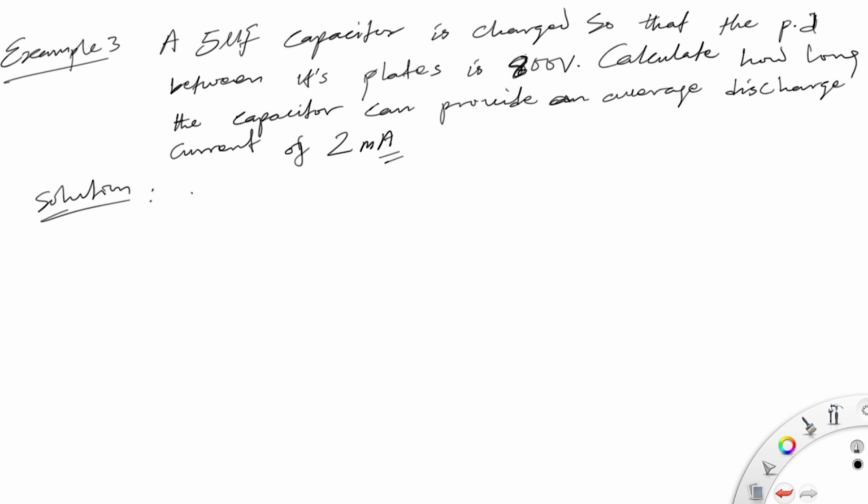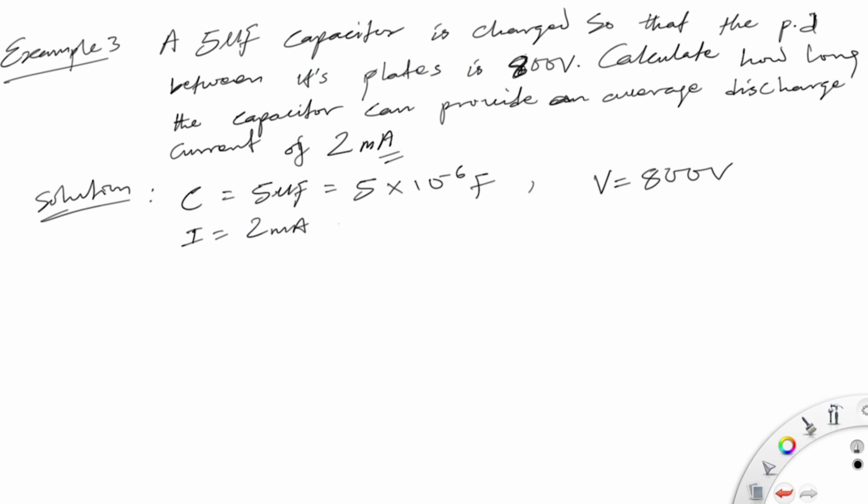As usual, our data comes first. C is equal to what? 5 microfarads, which is equal to 5 times 10 raised to the power minus 6 farads. We know our potential difference is 800 volts, and we know that I is equal to 2 milliamperes. When we convert it, we would have 2 times 10 raised to the power minus 3 amps, right?